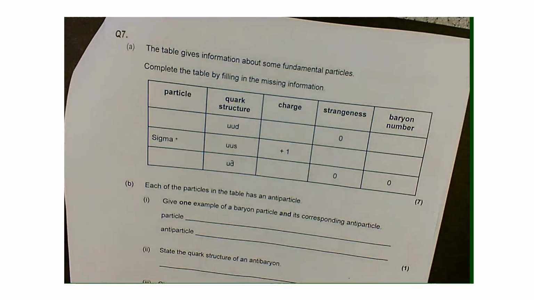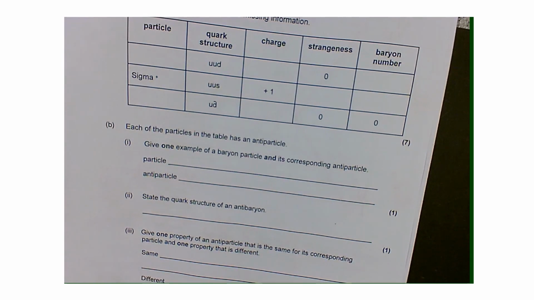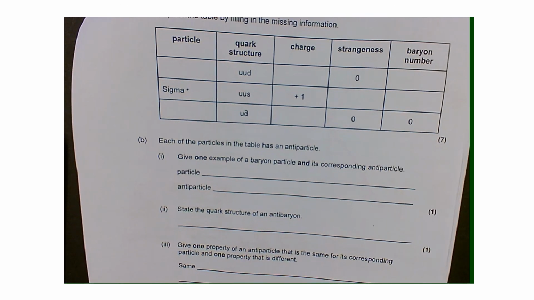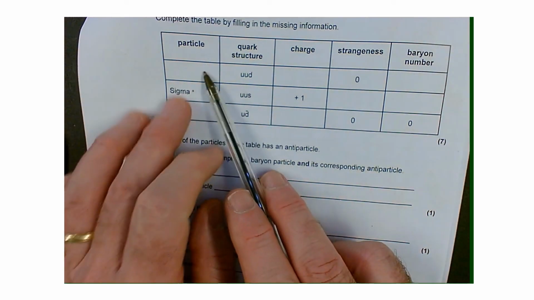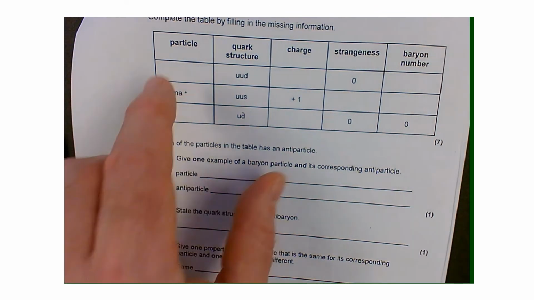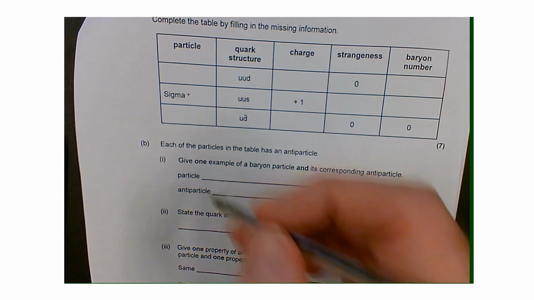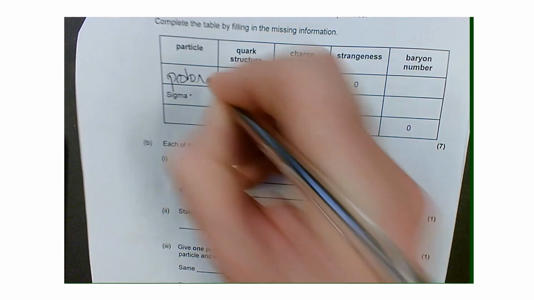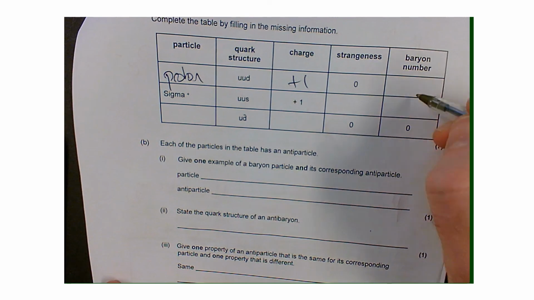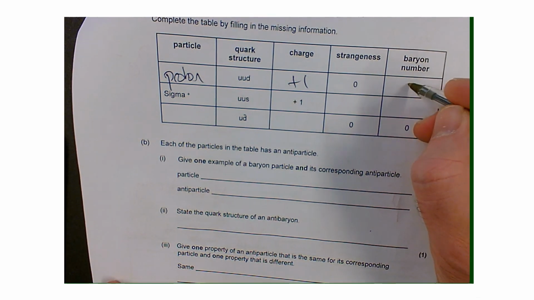Okay, and on to the last question. So another of these tables to fill in, and this is the sort of thing that you want to be able to do quickly. I've got to fill in particle name, the quark structure, the charge, the strangeness, and the baryon number. So the top one, what is it? It's a proton. It's an up, up, down. Its charge is +1. Its baryon number is +1 or 1.